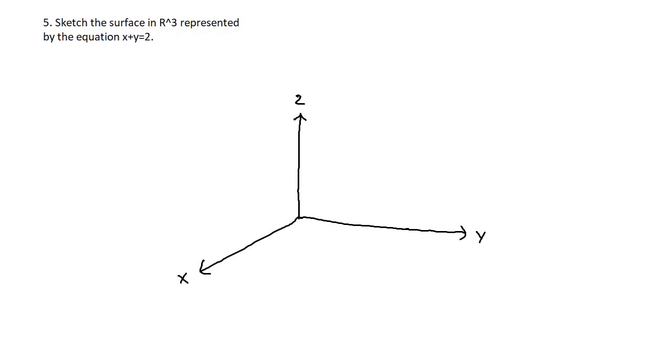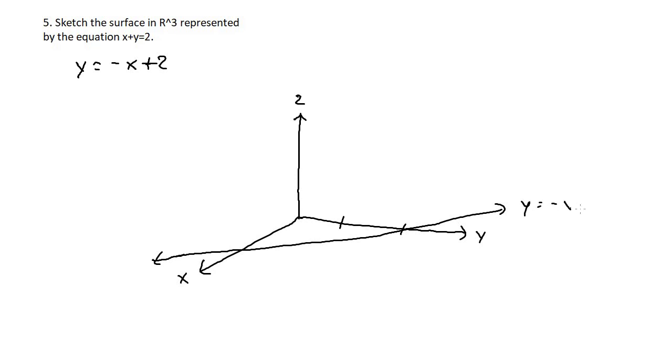Now for number 5, sketch the surface in R cubed represented by the equation x plus y equals 2. Remember, R cubed is a three-dimensional rectangular coordinate system, just what we have here in the diagram. And so x plus y equals 2, if we isolate y, is going to equal negative x plus 2. If we graph y equals negative x plus 2, with the slope being negative 1 and the y-intercept being 2, on the regular xy plane, it's going to look something like this. The straight line is going to look something like this. So this is going to be y equals negative x plus 2.